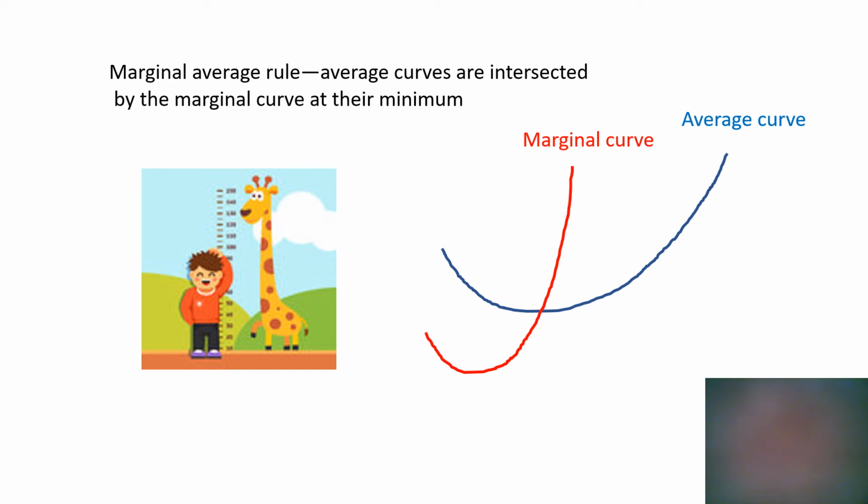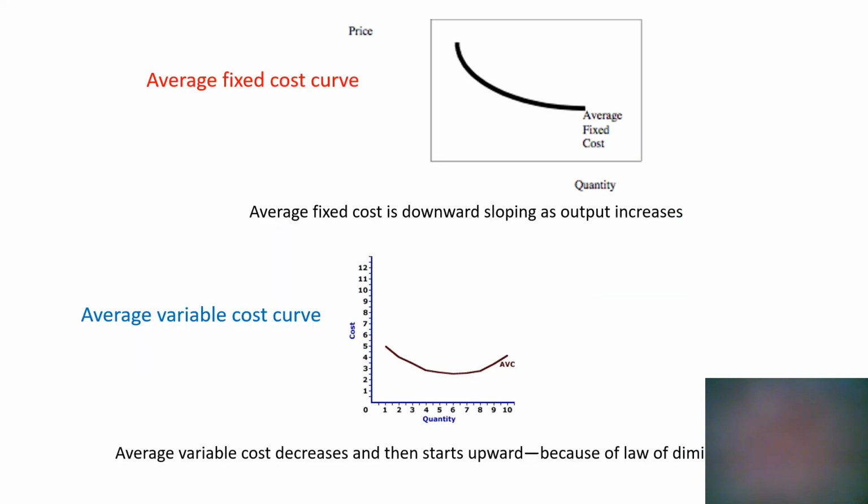As soon as the marginal curve intersects and goes above the average curve, then the marginal curve will be pulling the average curve up. This is important in understanding the relationship between our cost curves. The average fixed cost curve is always downward sloping to the right. This is simply because the cost per unit will come down as we continue to input quantity, because remember, it's a fixed cost, and as we add quantity, that cost per unit is going to decrease.